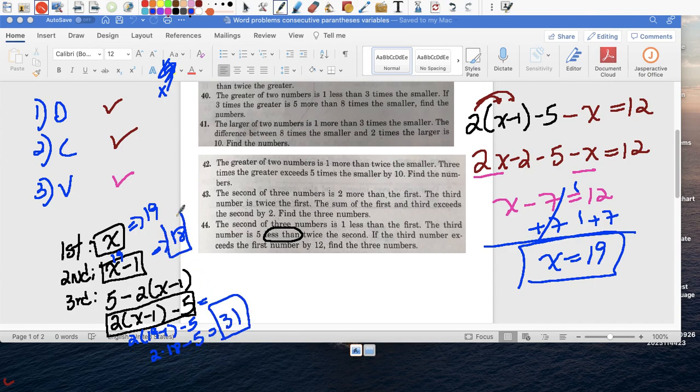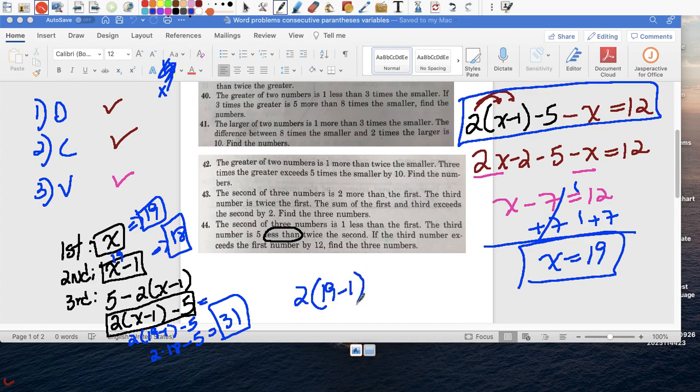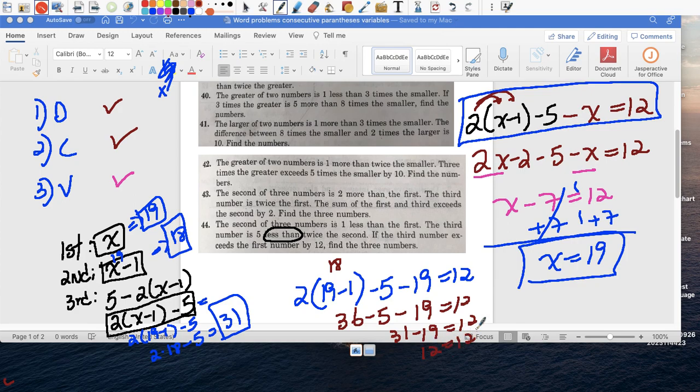And here are my 3 numbers, and I'm just going to double check. I'm going to plug 19 in my original equation, make sure it's okay. So we get, this is my original equation. 2 times 19 minus 1 minus 5 minus x, which is 19, equals 12. Well, 19 minus 1, this is 18, right? And 2 times 18 is 36. Minus 5 minus 19 equals 12. 36 minus 5 is 31. Minus 19 equals 12. And it's 31 minus 19, 12. Yes, it is. So look, my left side of my equation equals the right side of my equation. So I know this answer is okay.